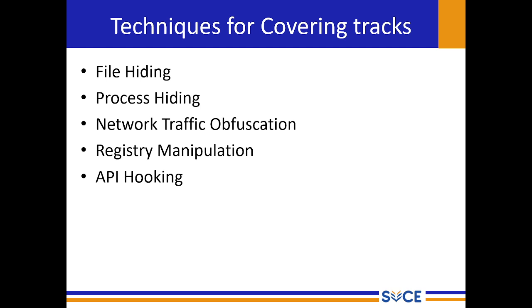Process hiding. By hooking system calls related to process enumeration, user mode rootkits can make their processes invisible to standard system tools like the task manager. So the task manager will not list the user mode rootkit process. Network traffic obfuscation. The rootkits may imitate, disguise, or alter the network traffic, allowing them to communicate with command and control servers without detection.